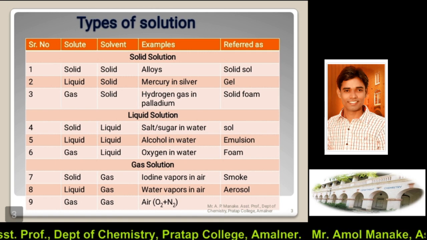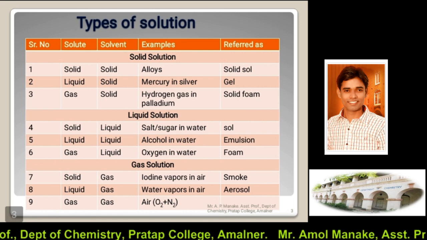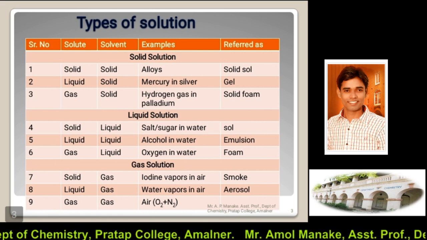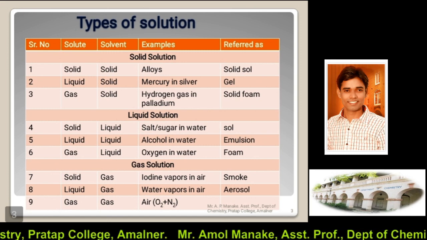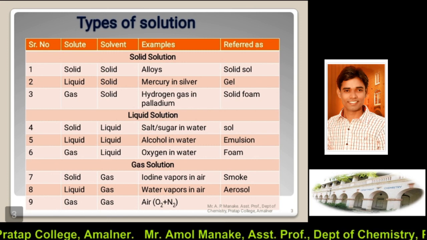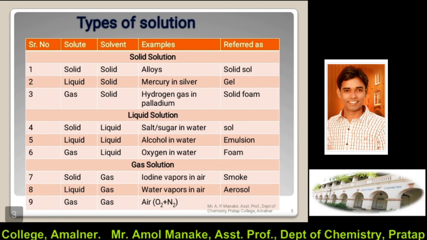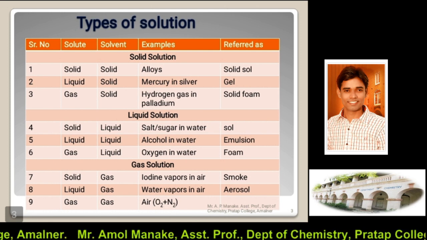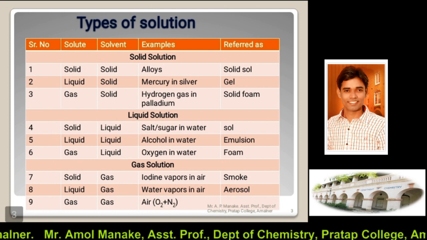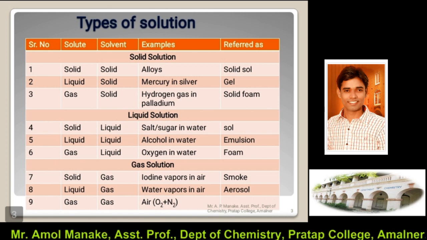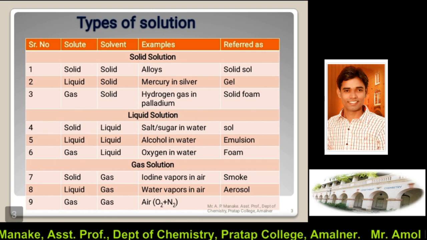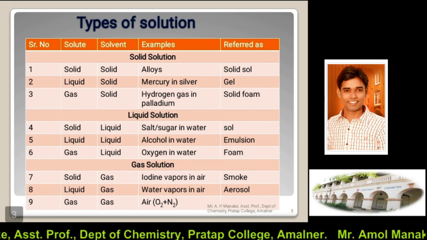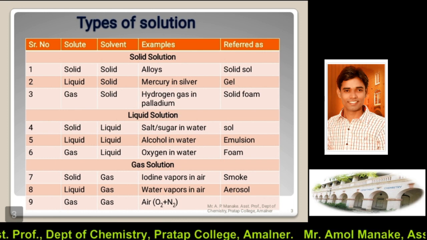Second type of solid solution is liquid solute present in solid solvent, meaning liquid in solid. How is it possible? What is an example of liquid in solid? For example, mercury in silver. This is a well-known example. Mercury is the liquid and silver is the solid. Hence the type is liquid in solid.